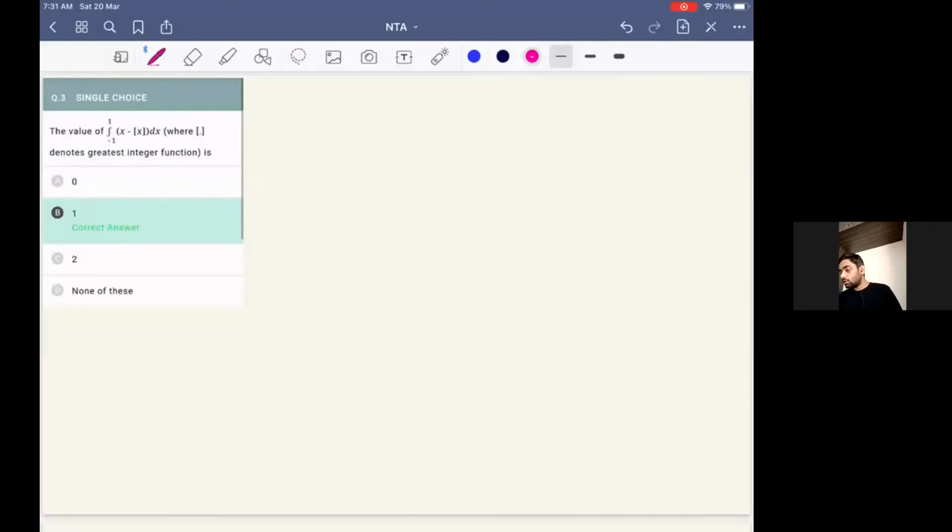So continuing our discussion from NT Abhyas app, now we are going to see the question number 3 from mock test 1. Now we can see the question on the screen. So the question is, we have to find out the value of the integral from minus 1 to 1 of x minus greatest integer of x dx.